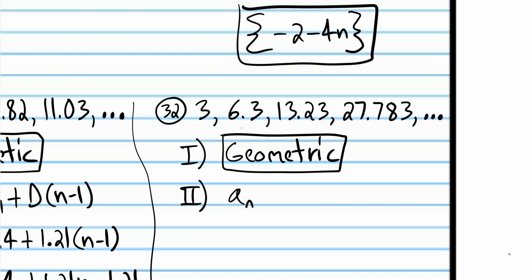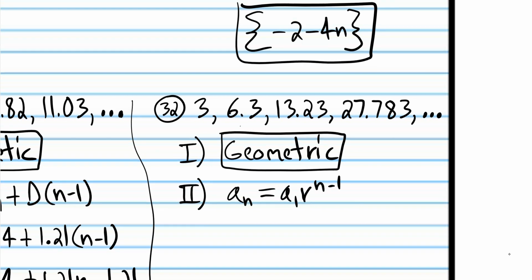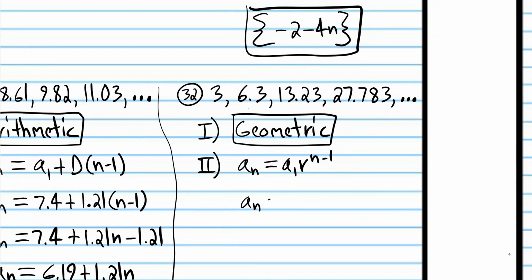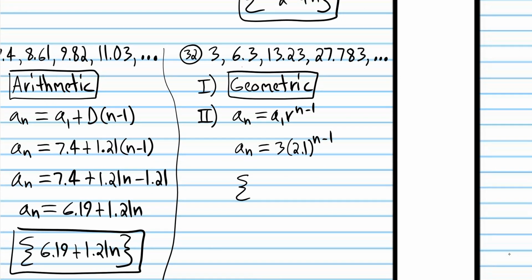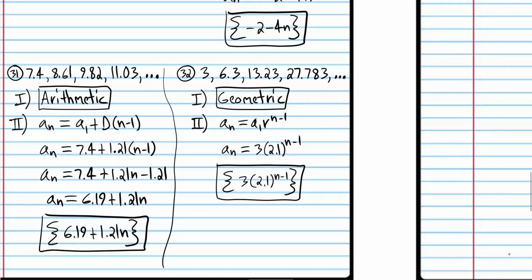So the nth term of a geometric sequence is given by the following formula. The first term is 3. The common ratio we said is 2.1, and that's really all you can do. So let's use braces to write the final answer, and there you go. So if you got that right, excellent.